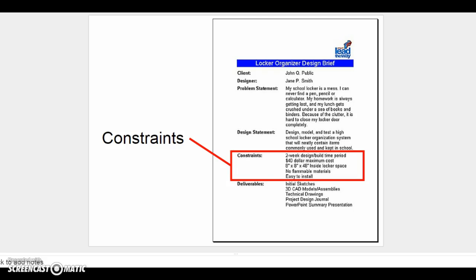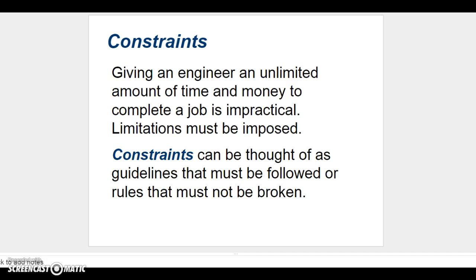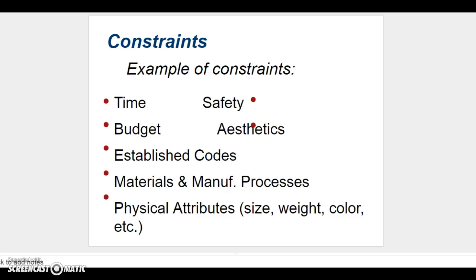Then we have constraints. Giving an engineer an unlimited amount of time and money to complete a job is impractical, so there's obviously always limitations that must be imposed. Constraints can be thought of as guidelines that must be followed or rules that must not be broken. So some example constraints, and I apologize for this, it's actually a PowerPoint that I'm viewing in Google Slides, so it's going to look a little messed up.